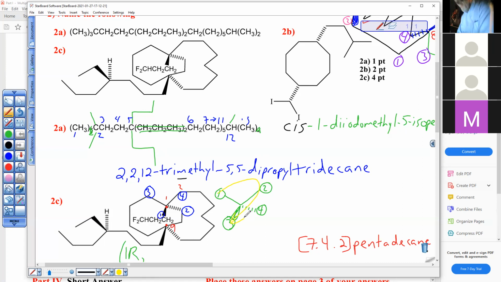Okay. We still have work to do. We have one more stereo center in the rings, and then we have a stereo center in the group. Let's do the stereo center in the ring.